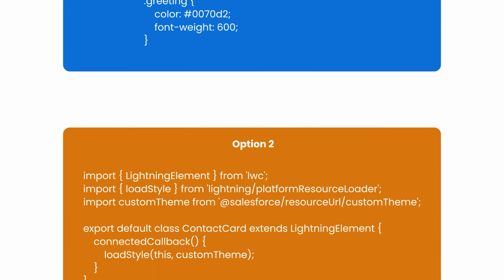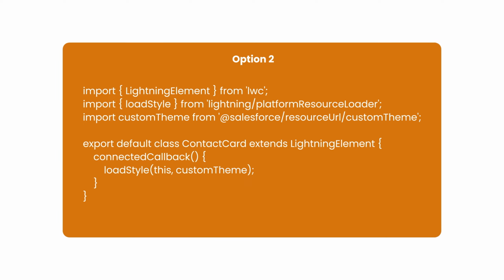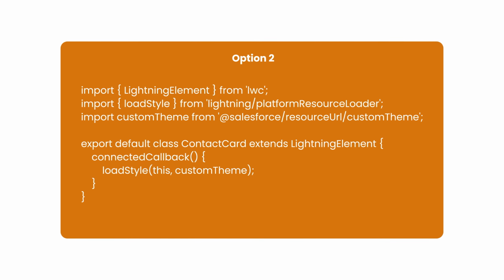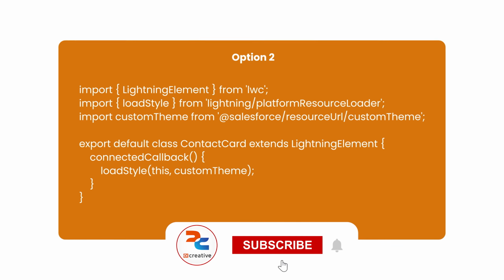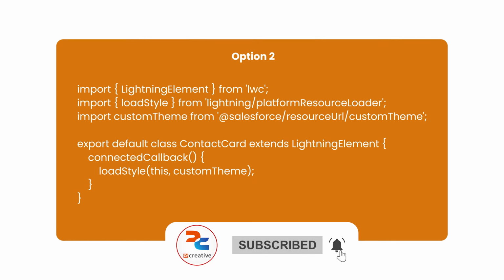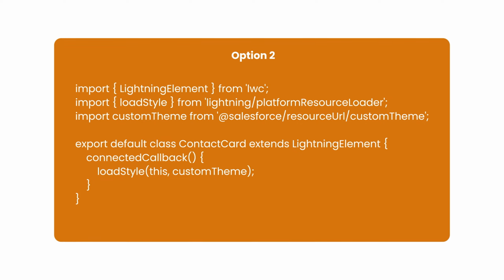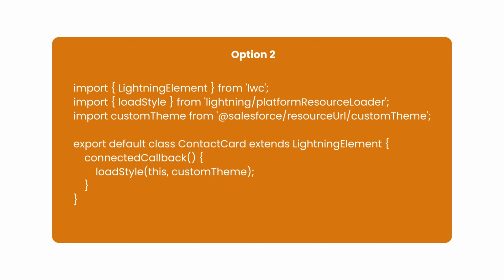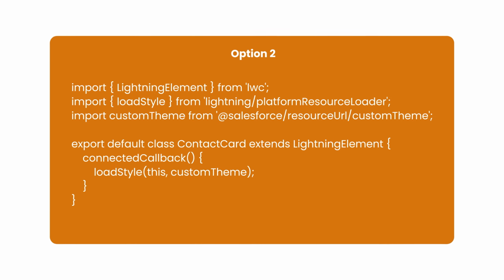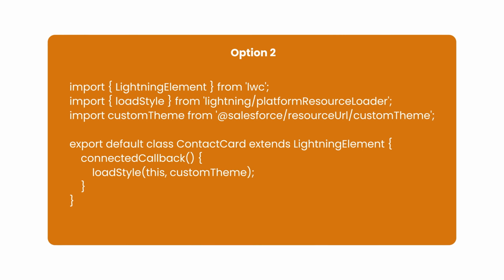Option 2 is to use an external static resource. If you have a full design system or third-party style sheet, like a custom font or brand color scheme, upload it as a static resource and include it in your component using loadStyle from lightning/platformResourceLoader. If you want me to dive deeper into any of these options, please let me know via comments.